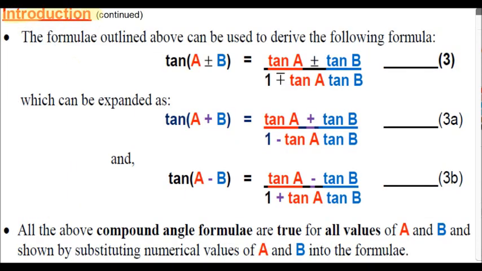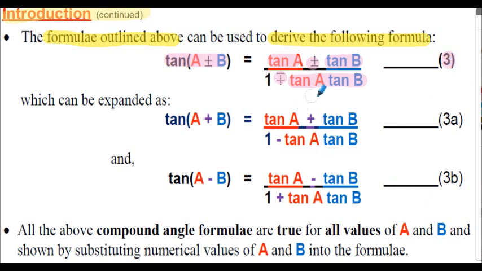Introduction continued. The formulae as outlined above can be used to derive the following formula related to the tangent of the sum and difference of angles. So the tan of A plus or minus B can be written as tan of A plus or minus tan of B, all divided by 1 minus or plus the tan of A multiplied by the tan of B. I've called that equation 3 for reference.